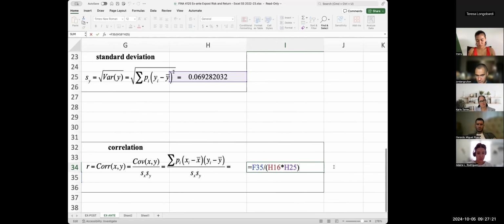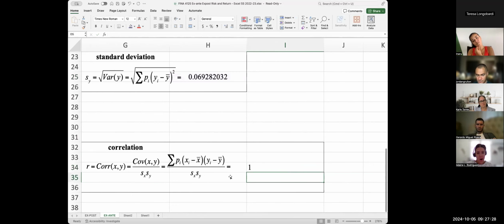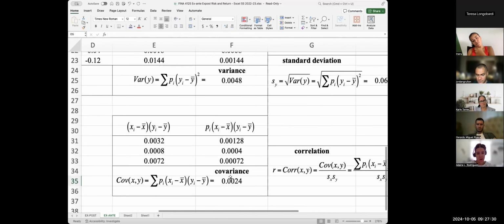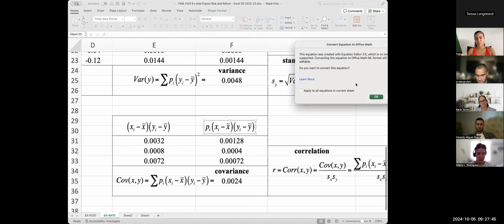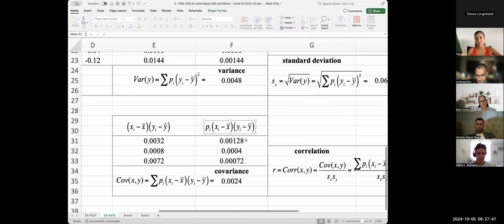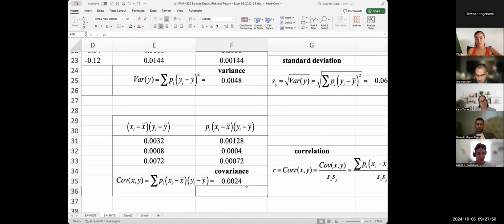So the correlation is taking the covariance divided by, well, standardized covariance. How do I get the covariance? The covariance is like the variance, except I don't square the deviation from the mean. I multiply the deviation from the mean of both of them. And I explain in the video where this formula comes from. So this is the covariance.